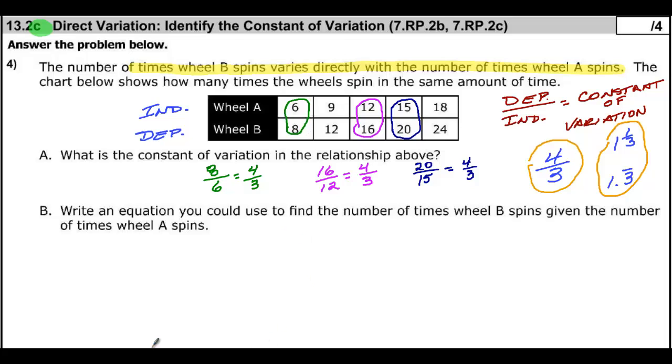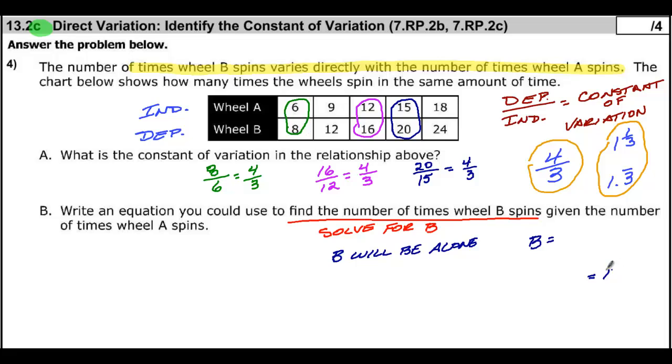All right, the second part of this problem says write an equation you could use to find the number of times B spins given the number of times A spins. What they're asking you to do is to solve for B. If you're finding the number of times B spins, you're solving for B. So what you know is B will be alone. All right? You're going to have B equals something, or you're going to have something equals B.